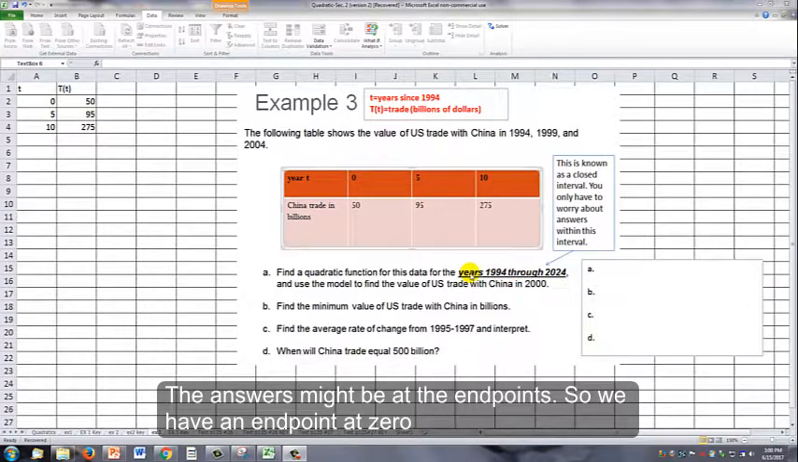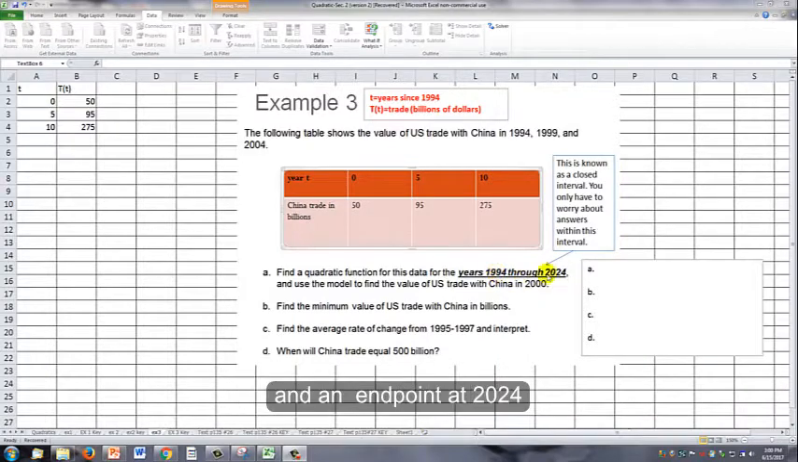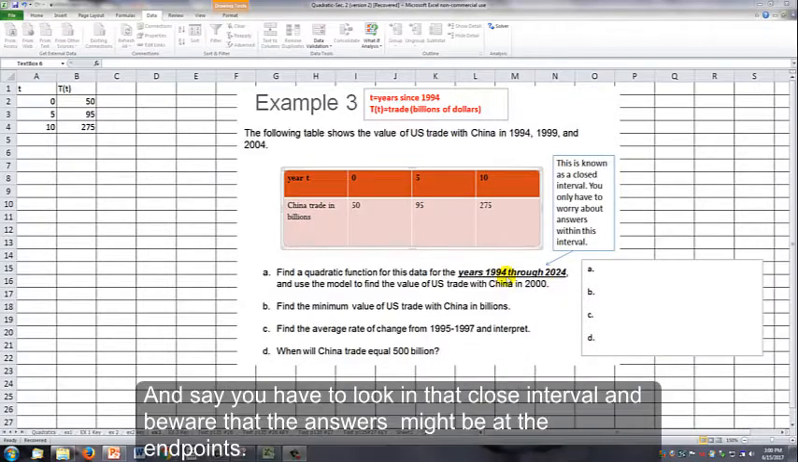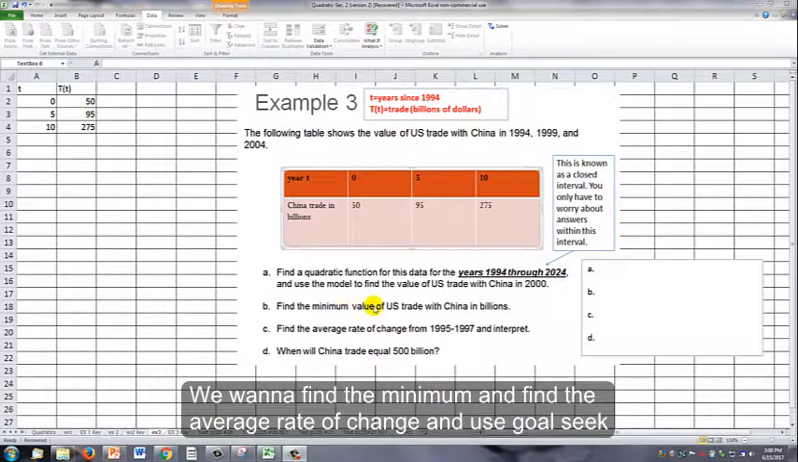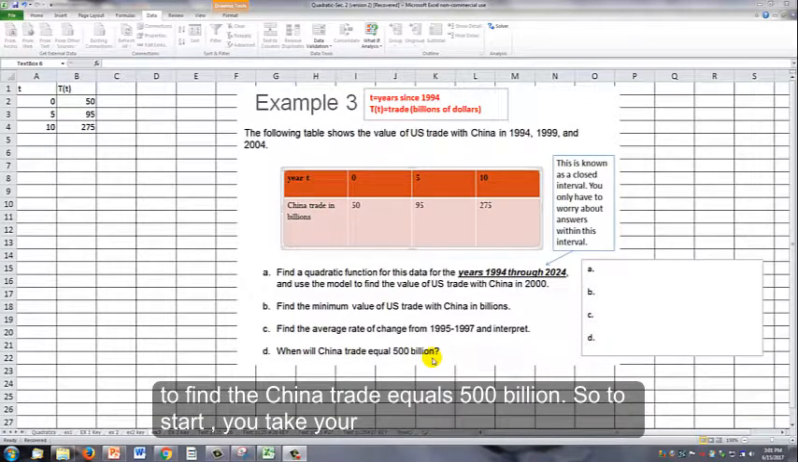The answers might be at the endpoint. So we have an endpoint at 0 and an endpoint at 2024, which would be 30. And so you have to look in that closed interval and beware that the answers might be at the endpoints. We want to find the minimum and find an average rate of change, and use goal seek to find when China trade equals 500 billion.